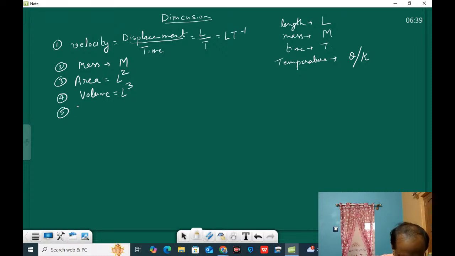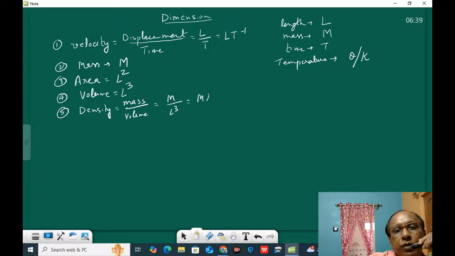If you write density, we know that density equal to mass by volume. You have to know the formula, only then you can write the dimension. Mass can be represented by capital M and volume can be represented by L cube. Therefore, we can write M L to the power minus 3. These are the way in which we can find the dimension of anything.